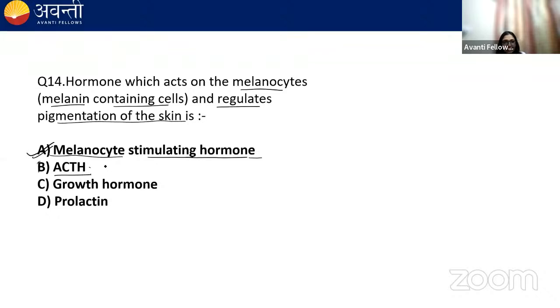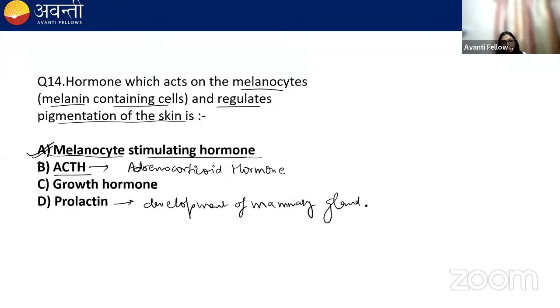Option B is ACTH, which is your adrenocorticotropic hormone. C is the growth hormone and D is the prolactin hormone. Prolactin hormone plays a very important role in the development of the mammary glands. Growth hormone is for growth. If the growth hormone is secreted in a very high amount, then it will lead to a gigantism disease. And if the growth hormone is secreted in a very low amount, then it will lead to dwarfism.